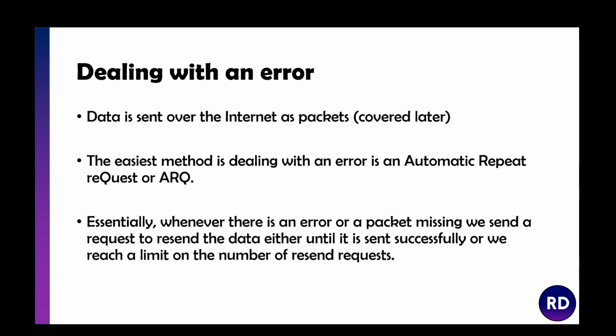Now to deal with an error, we need to think about what we can do to actually solve the problem of getting errors. It's great if you can detect them, but what do we actually do? Data is actually sent over the internet as packets, which I'll cover in a later video. The easiest method of dealing with an error is by using an automatic repeat request, or ARQ. Essentially, whenever there's a packet missing or something that's corrupt or gone wrong, we just send a request to the device that sent it and ask it to resend the data until it's successful, or until we've reached a limit.